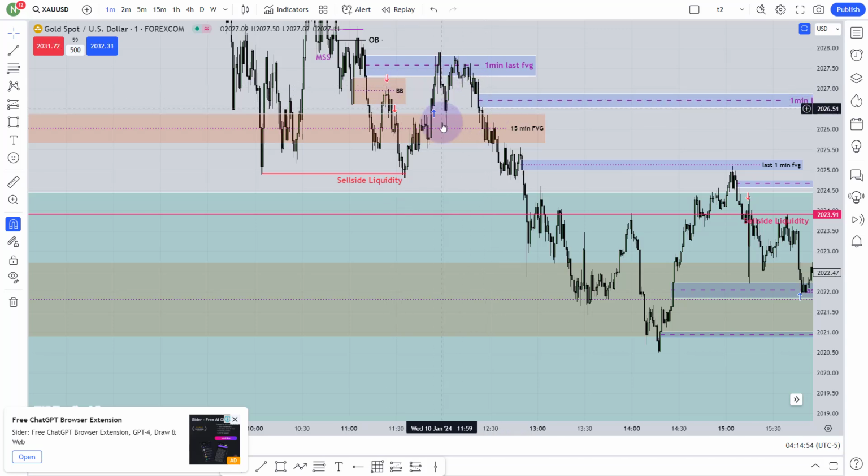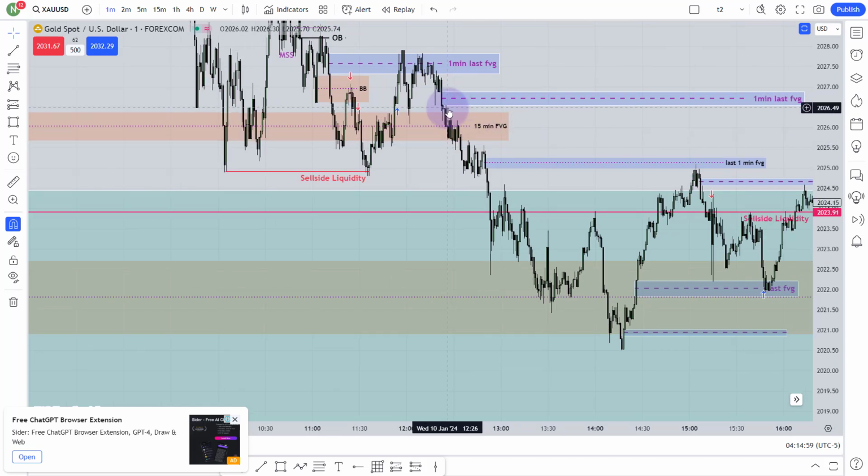The market has taken the buy side liquidity. Market structure shift. This is your fair value gap. Look at that candle. It just tapped into this fair value gap, the 22 IT model, and then boom, the market fell. Boom. Where did it come? It has taken the sell side liquidity. It came to the last 15-minute fair value gap.